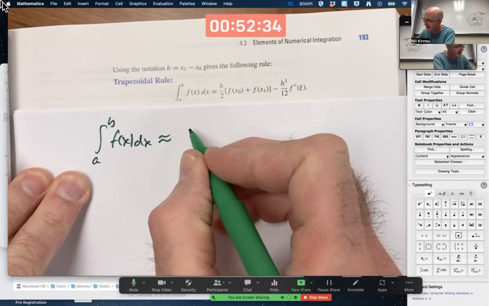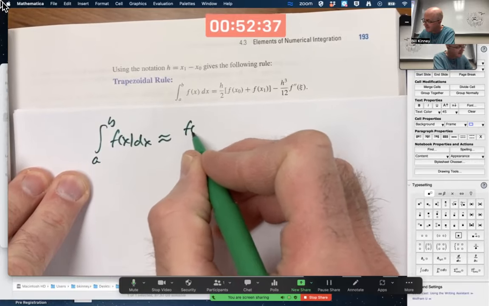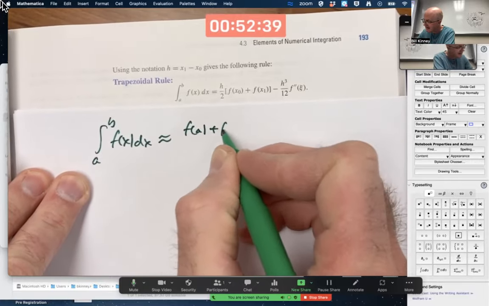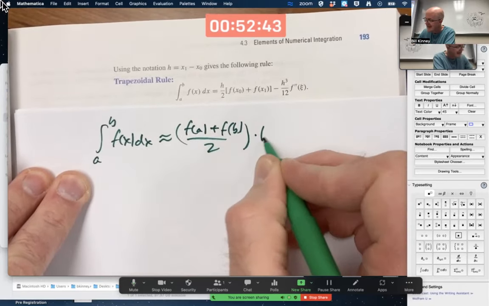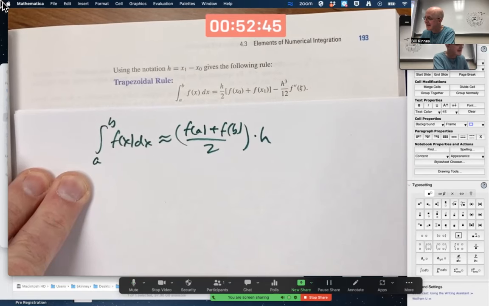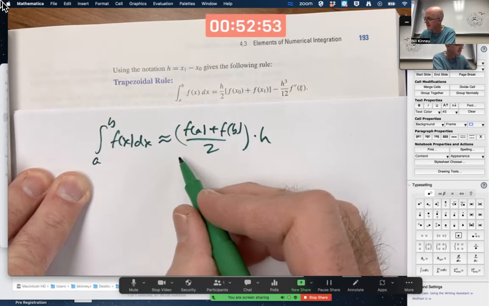Okay, on the right side, I'm going to go ahead and use an a and a b. I could have used an x0 and an x1. They're the same thing here. You can think of it that way. And this can be interpreted as the area of a trapezoid if your function f has positive values.